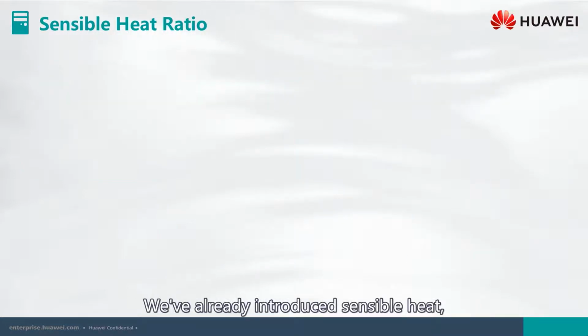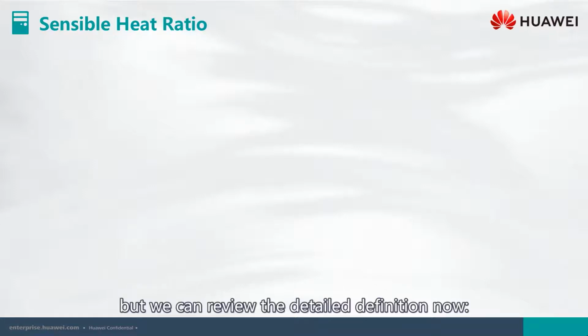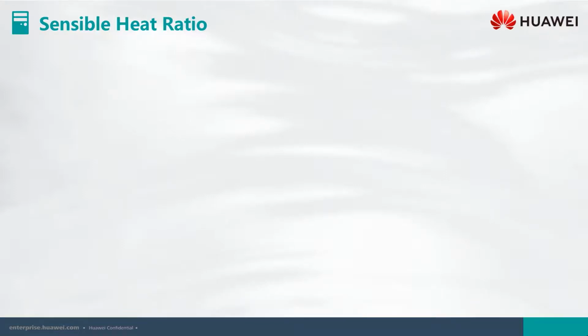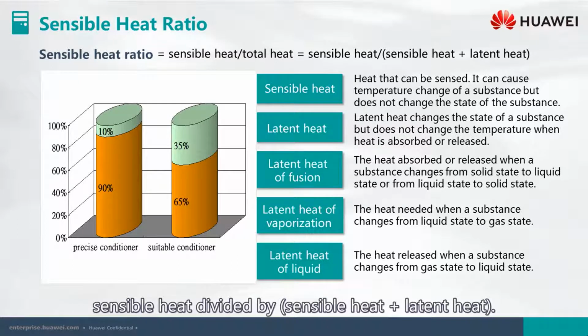We've already introduced sensible heat, but we can review the detailed definition now. Sensible heat ratio equals sensible heat divided by total heat, which equals sensible heat divided by sensible heat plus latent heat.